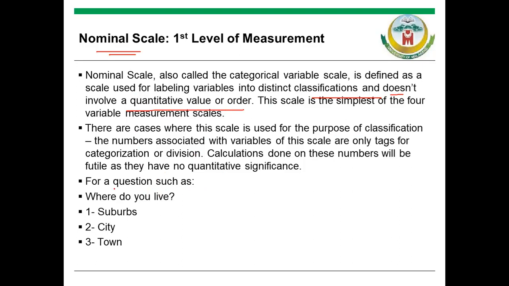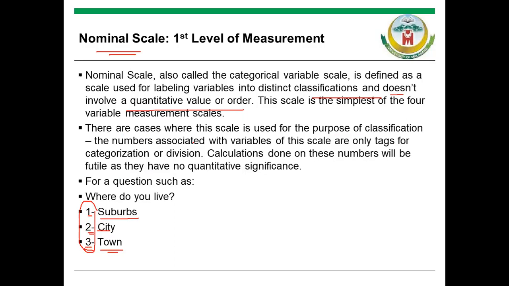For example, let's say we ask a question: where do you live? And the answers may be suburbs, city, and town, and we label suburbs as 1, city will be represented by 2, and town will be represented by 3. So these labels are called nominal scale. This is 1, 2, 3, but we can't apply any mathematical operations on these 1, 2, 3 because these are just representations of some names. So mathematical operations can't be applied on these labels.